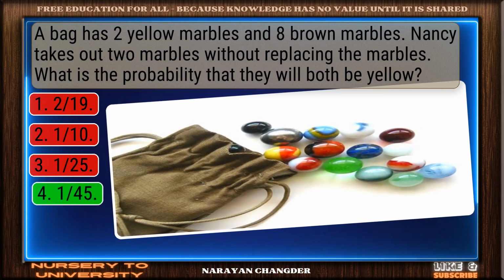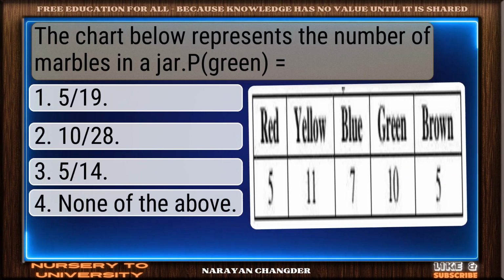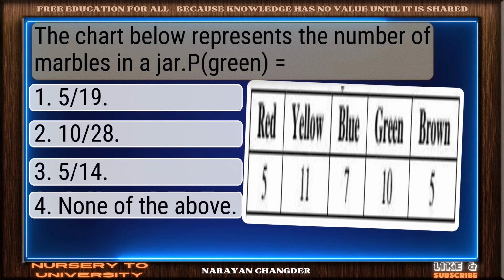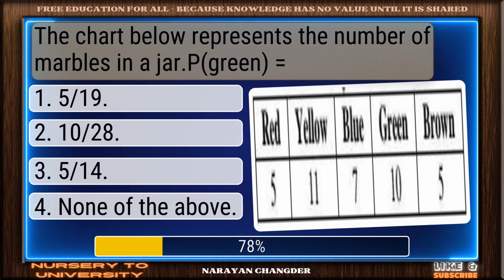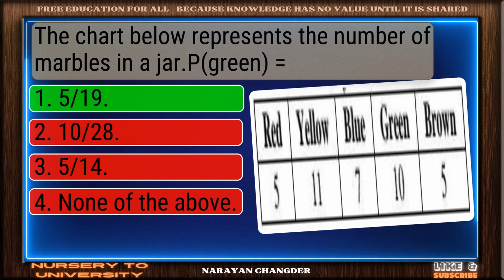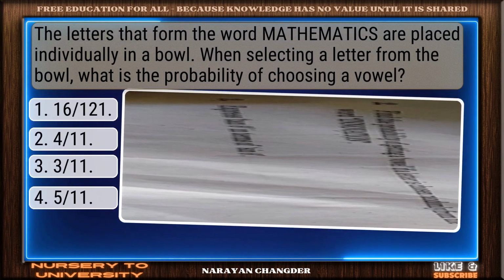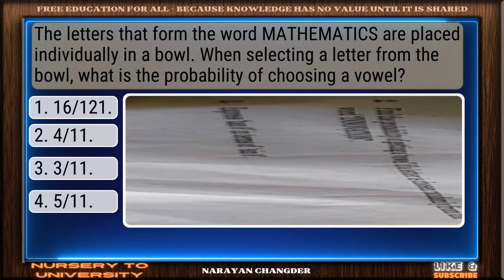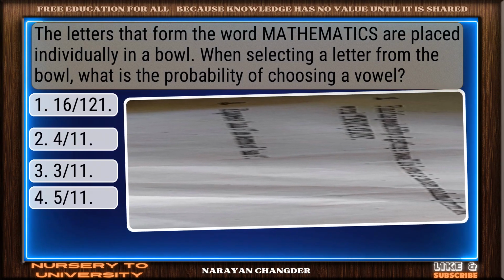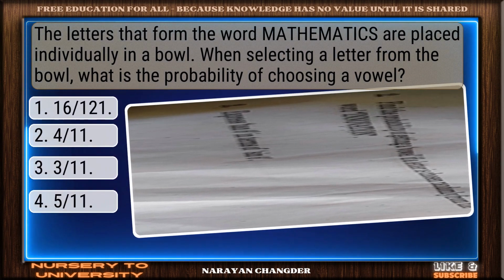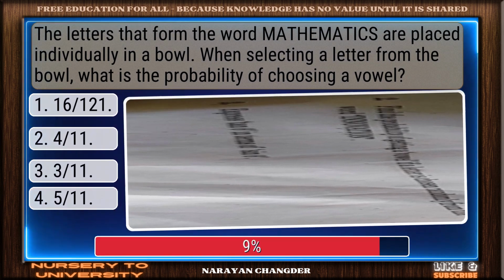You chose C, 45. Correct. The chart below represents the number of marbles in a jar. P equals what? Bravo. 519 is the answer. The letters that form the word mathematics are placed individually in a bowl. When selecting a letter from the bowl, what is the probability of choosing a vowel?